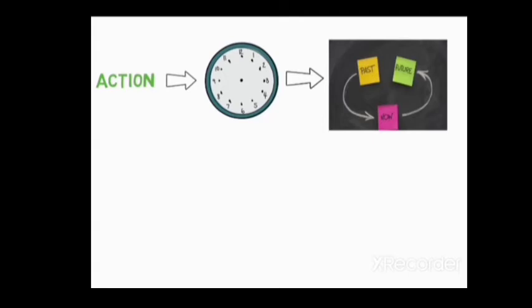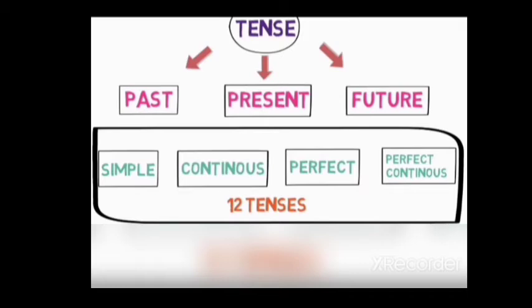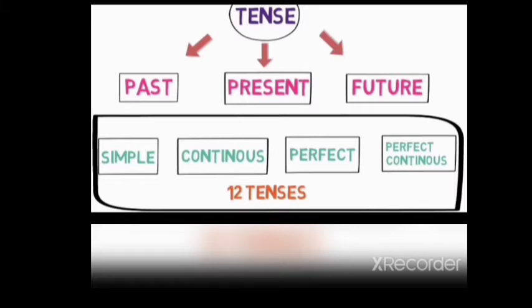As time could be past, present or future, tenses are divided mainly into three types: past tense, present tense and future tense. Now, each of these types has four subtypes: simple, continuous, perfect and perfect continuous. So, today we are going to learn all the 12 tenses one by one.